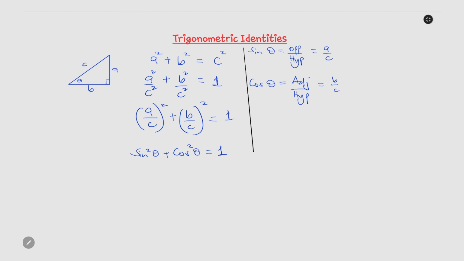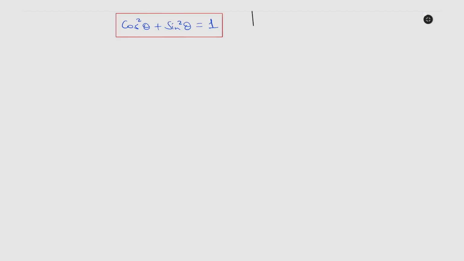Or as I always like rewriting it, I start with the cos. So we'll have cos squared theta plus sine squared theta is equal to 1. This here is called the fundamental trigonometric identity. It is very important because we will use it to derive the other trig identities, so you shouldn't forget this one. Now that you have the fundamental trig identity, how do you get the other identities?